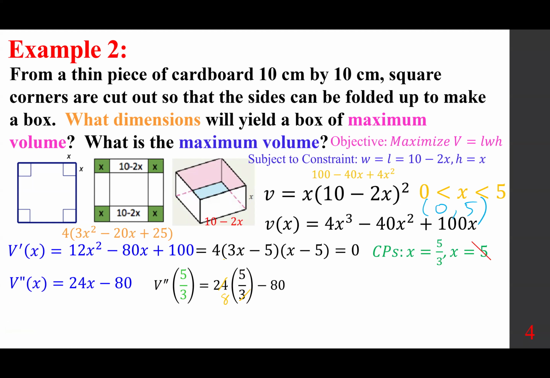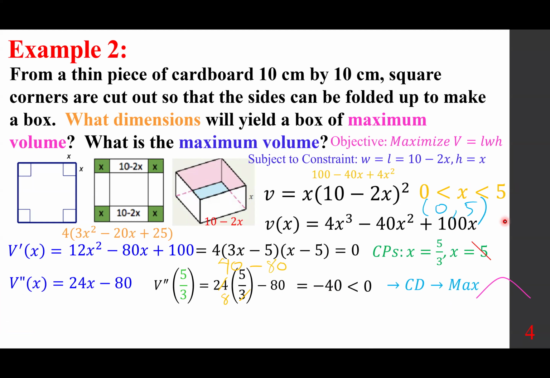This is 8. 8 times 5, 40. Minus 80 is negative 40. We don't care if it's negative 40, negative 1, or any other number. We just want the sign. Negative means concave down, means maximum, because it looks like that. So we proved it's a local max. Because it's one critical point in an open interval, it's an absolute max at x equals 5/3.